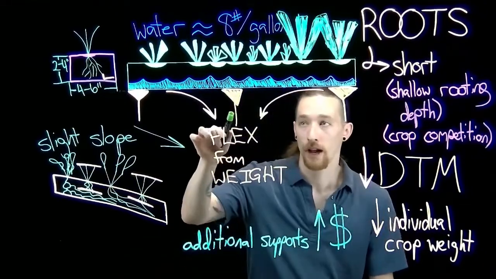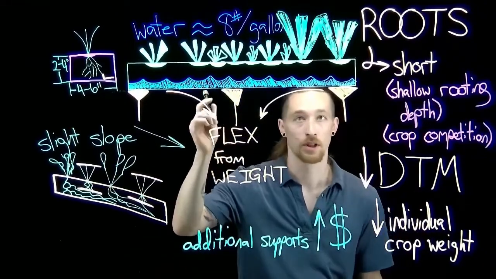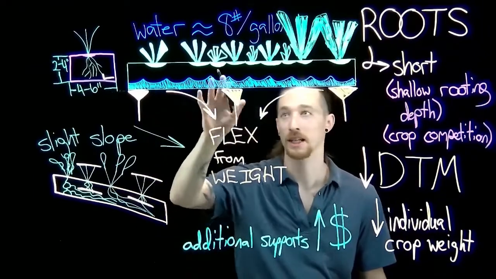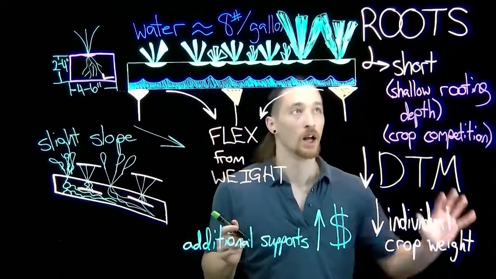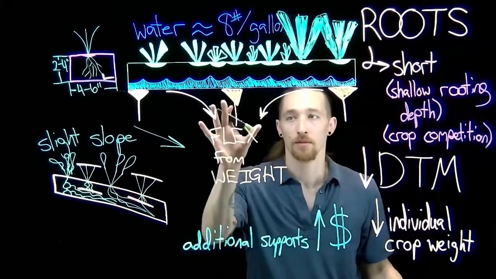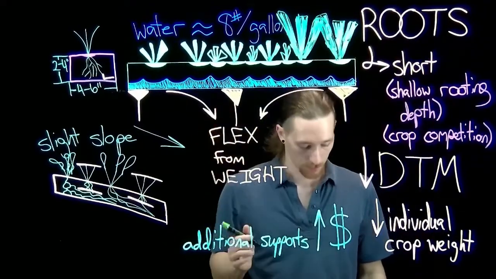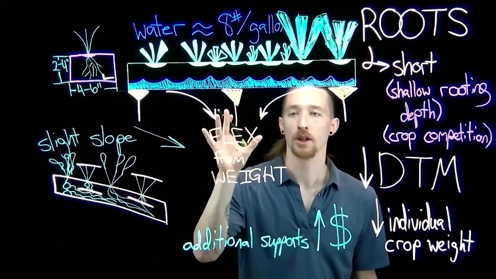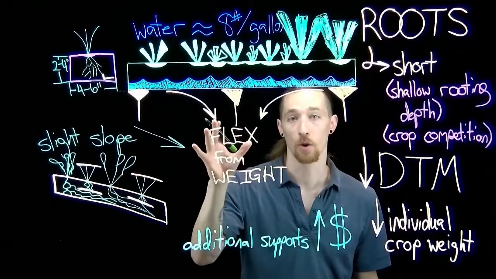Now you can't get around this. You need to put in the supports that are required by your system to keep your channel straight, to keep it from flexing, bowing, breaking. Keeping small crops minimizes your need to do this. There's also yet more infrastructure that can come when you try to go vertical with your production.